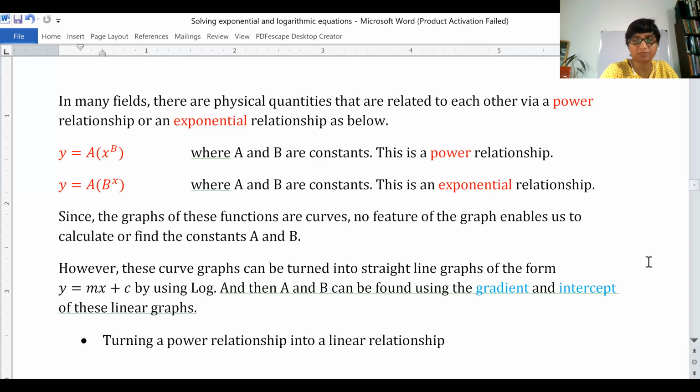Shall we continue or shall we stop? The time is up. We can stop right here and start from this point next week, or I can quickly show you how to do this. No, we'll do it next week so I can do it on the writing pad better. Okay, so this is where we are stopping. Don't forget what we just discussed. We are going to see how we can turn these two types of curvy relationships between x and y, the power relationship and exponential relationship, into a straight line linear relationship by using log, the magic wand of log.